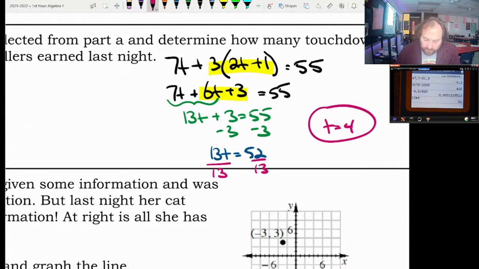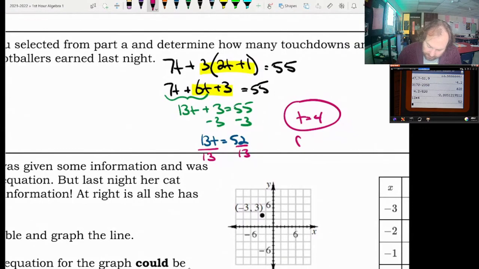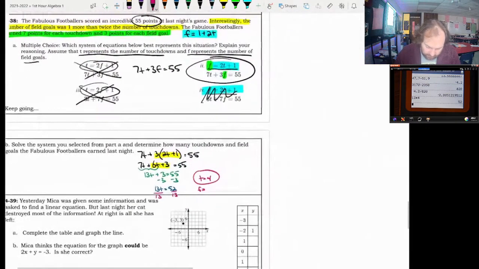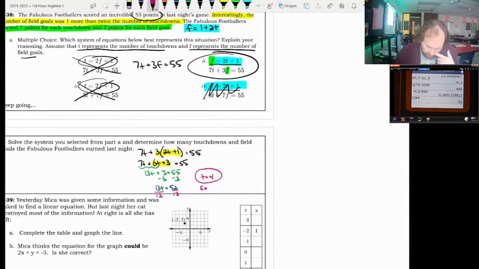Now, they only scored 55 points, and it looks like 52 of those points came from touchdowns. So the number of field goals is, let's see, 2t plus 1. That's not right then. Did I make a mistake?